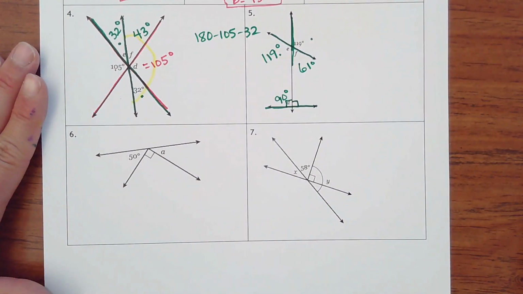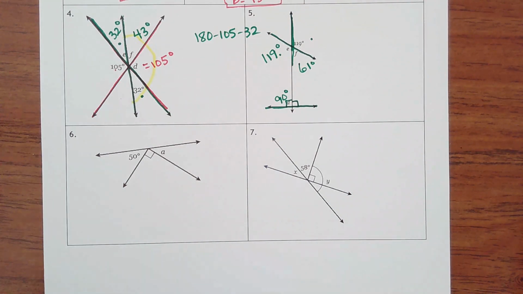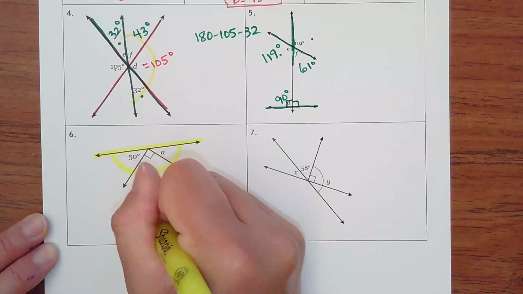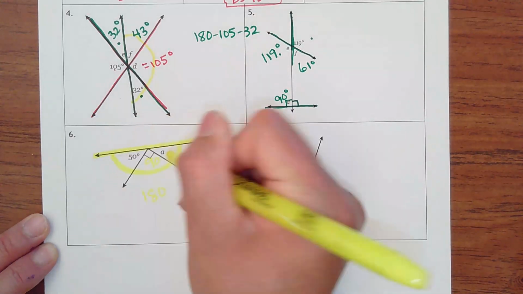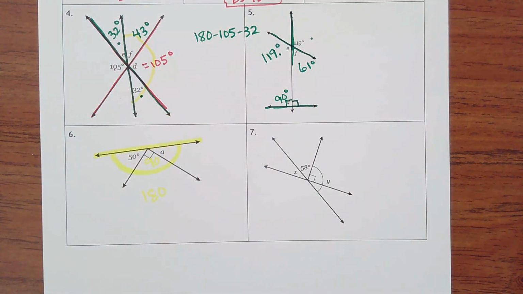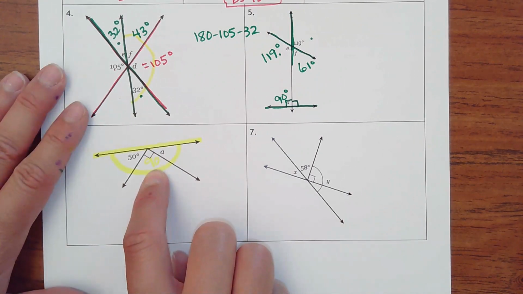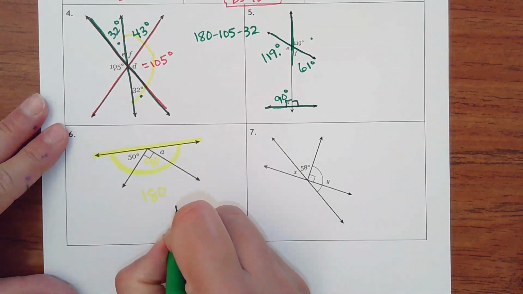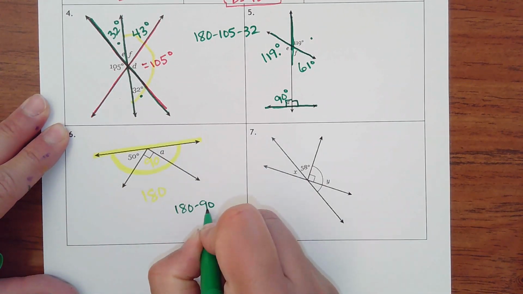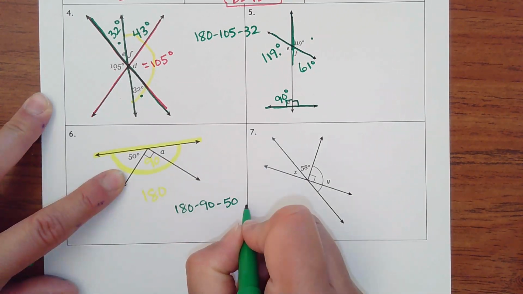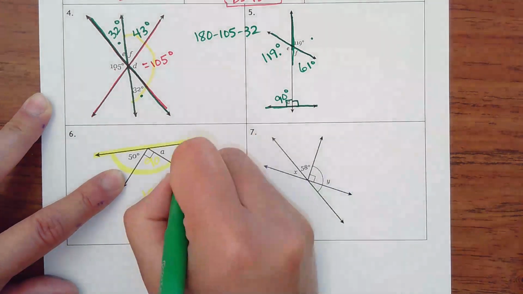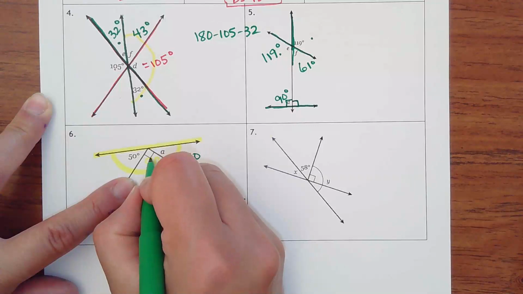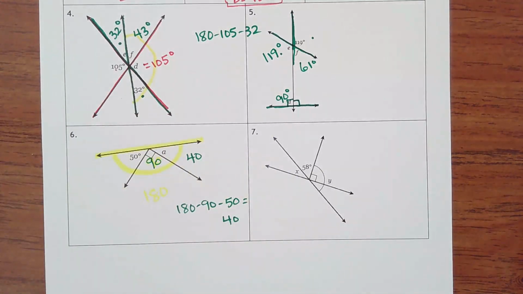Number 6, again, I see a line here. So that means that total, this is 180, but 90 of it's right here. So if that's 90, 180 minus 90 is 90 left between here. Just think 180 minus 90 is 90, minus the 50 would leave me with 40. Because 40 plus 50 is 90, 90 plus 90 is 180.